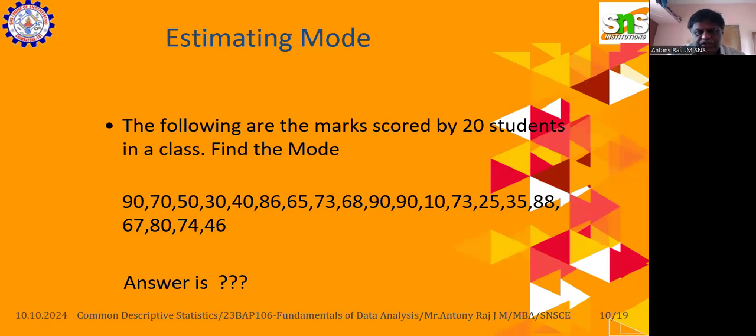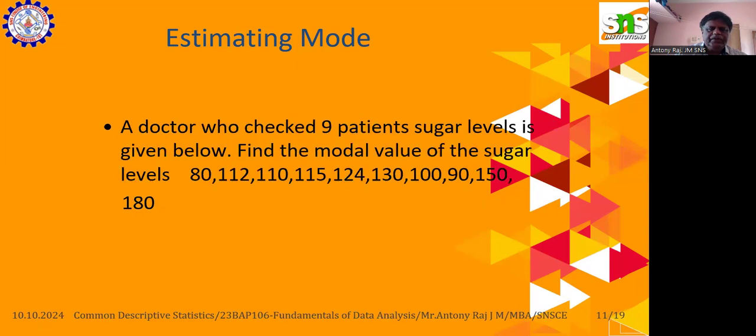Now, this is a simple sum where we want to estimate the mode. These are the marks of 20 students in a class, and we are going to find the mode. We put the data in ascending or descending order to make it easier to understand, so we can easily calculate. 90 is the value which occurs three times. No other value occurs more than three times. So analysis of this reveals 90 is the mode.